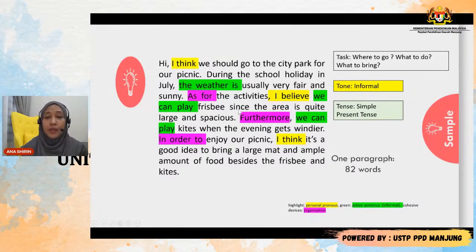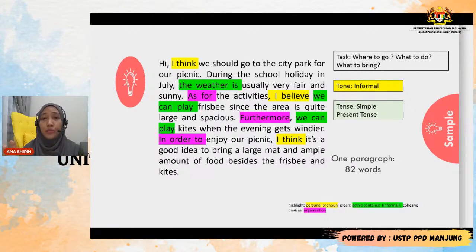This is an example of a connector. I've only decided to highlight the cohesive devices. So having connectors like during, since to indicate time reference, these are all the things that we look at when we want to give you your marks for your organization and language. So use these words to indicate time. And to signpost or to signal that now I'm going to start on a different point, but it's still about activity, I use the word furthermore.